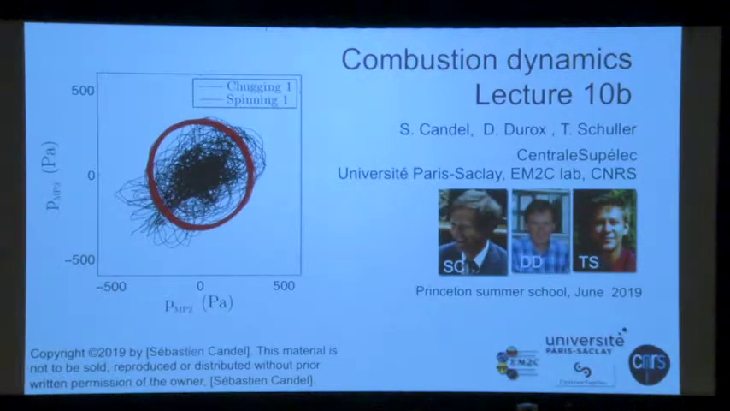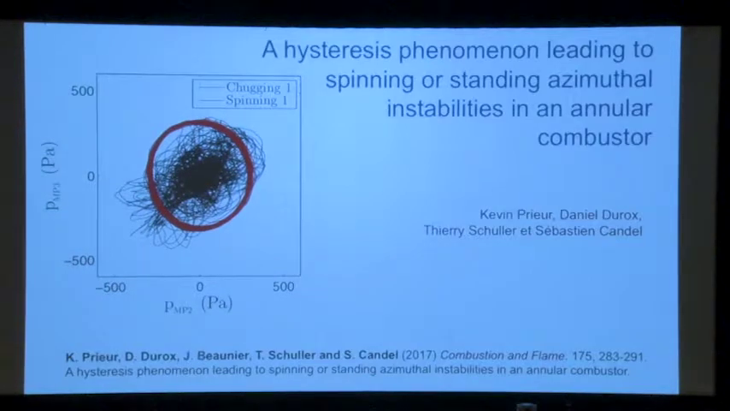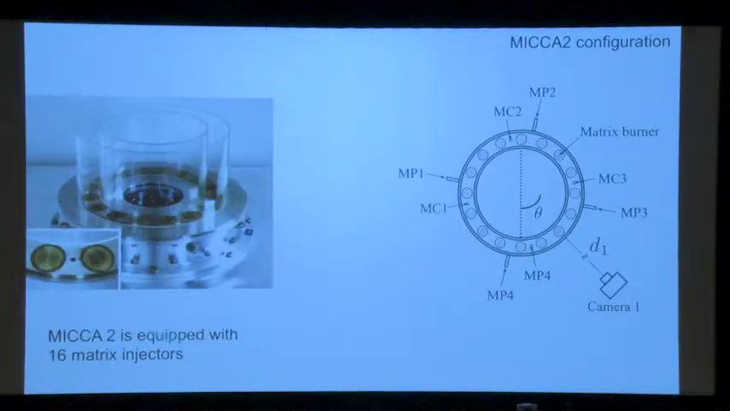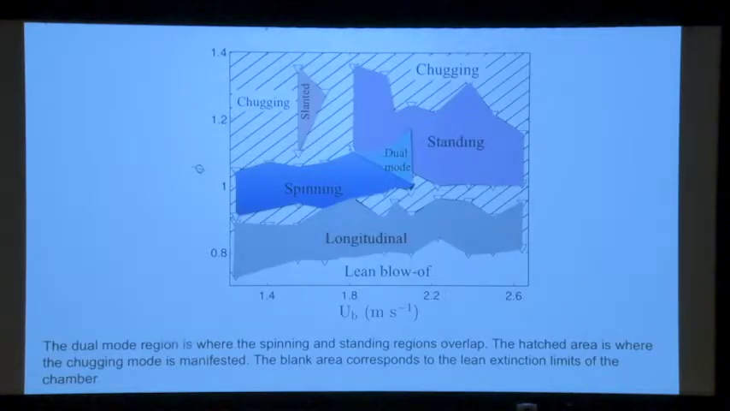What we have here is, we are looking at situations where the modes that we get, so it comes back to this question: how do we get the standing mode, how do we get the spinning mode? So we are doing that again using these matrix injectors. We have this configuration here. And what we've done is to look at what happens in this whole region.